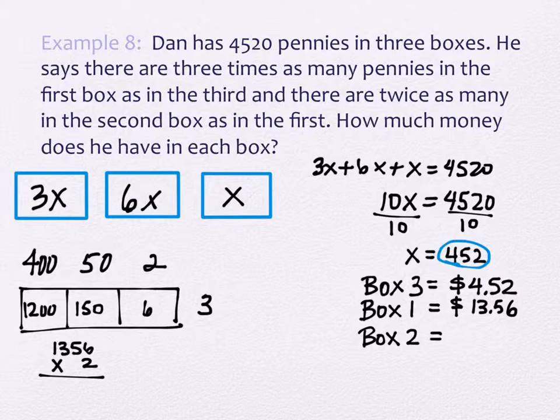So 2 times 6 is 12. Write the 2, carry the 1. 2 times 5 is 10, plus 1 is 11, so we write the 1, carry the 1. 2 times 3 is 6, plus 1 is 7, and then 2 times 1 is 2. And then in money amounts, what would that be? $27.12.